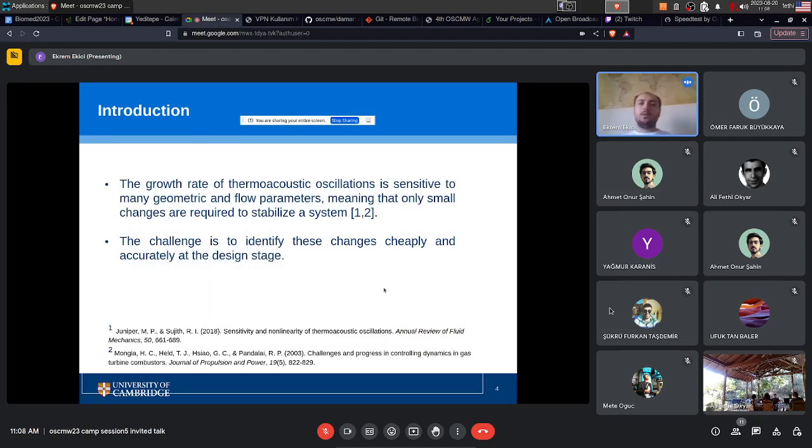So that damage is caused by sound waves, I mean acoustic oscillations. And the growth rate of the thermoacoustic oscillations is sensitive to many geometric and flow parameters. For example, my geometry is affecting the acoustic oscillations growth rate, and maybe injection time delay is also affecting it. So I need to change them to stabilize my system. The challenge is to identify these changes cheaply and accurately at the design stage. Before manufacturing the combustion chamber, I need to understand what I should change, but I need to do this cheaply and accurately, which is difficult.